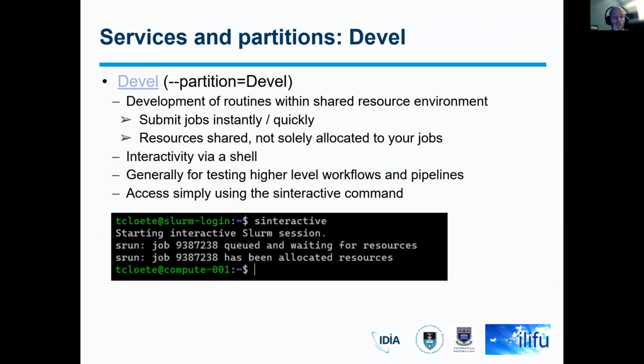Next is the development partition. We covered this quite a lot in the last session, but this is basically just a single node that we have allocated, where people can run scripts, and it's especially useful to run interactive scripts. In general, it's used for testing workflows and pipelines. You can directly allocate a job on here by just running as interactive.